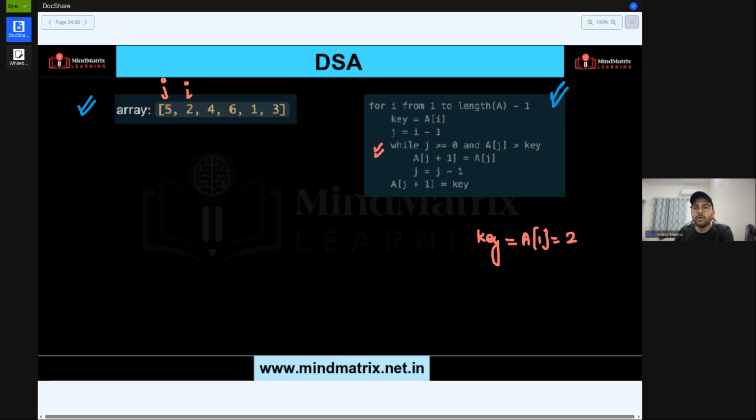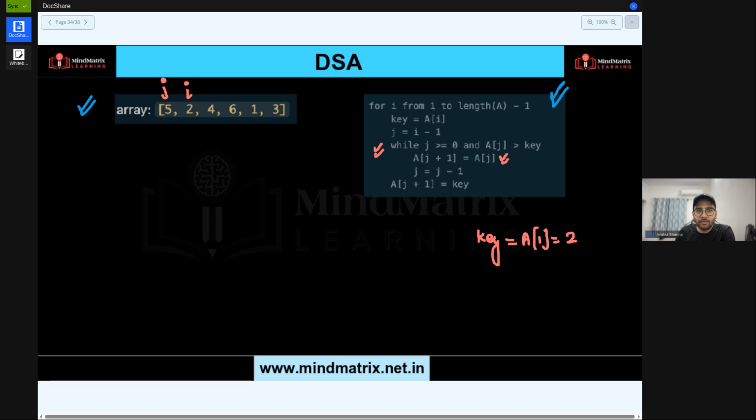Index is 0. A of j is greater than key? The answer is yes, so the while loop condition is true. What we are going to do here, carefully observe now. This is the step: A of j plus 1 is equal to a of j. You are shifting the element now.